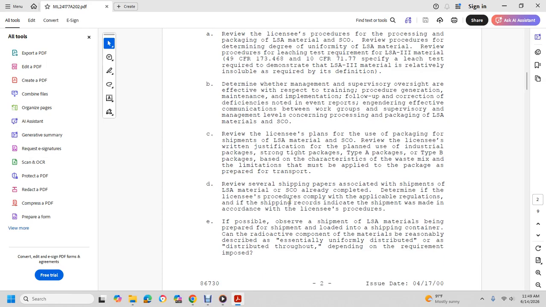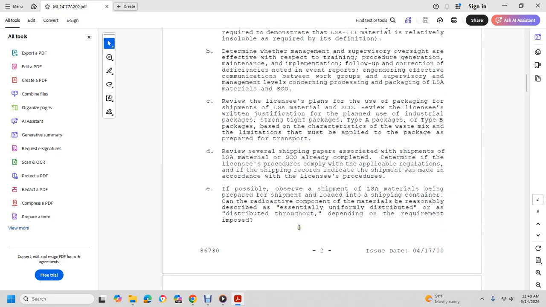Review several shipping material papers associated with the shipments of the LSA material and SCO that are already complete, to determine if the licensee procedures comply with the applicable regulations and if the shipping records indicate the shipment was made in accordance with the licensee procedure. If possible, observe the shipment of the LSA material at the beginning, prepared with the shipment loaded in the shipping container with the radioactive components of material, with the responsible person describing that it is essentially uniformly distributed throughout, depending on the requirements imposed.